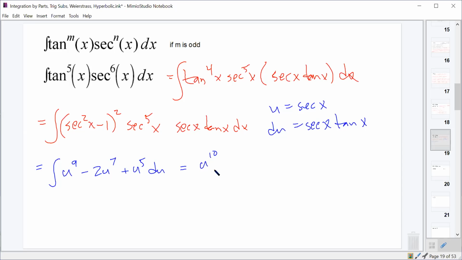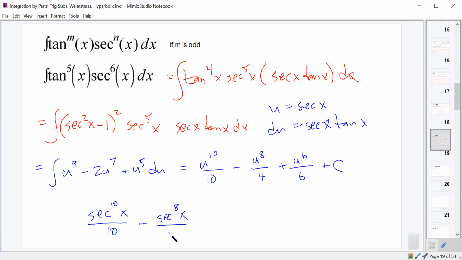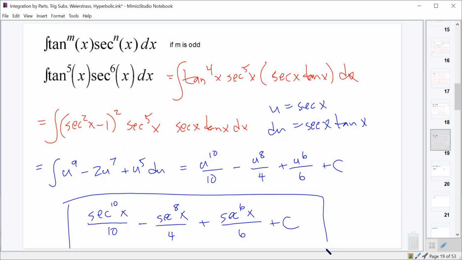So we got u to the 10th over 10, minus, that'll go up to 8 and we'll divide by 8, so that'll be minus u to the 8th over 4, and then plus u to the 6th over 6, plus our constant. Or secant to the 10th of x over 10 minus secant to the 8th of x over 4 plus secant to the 6th of x over 6 plus our constant. Good or no?